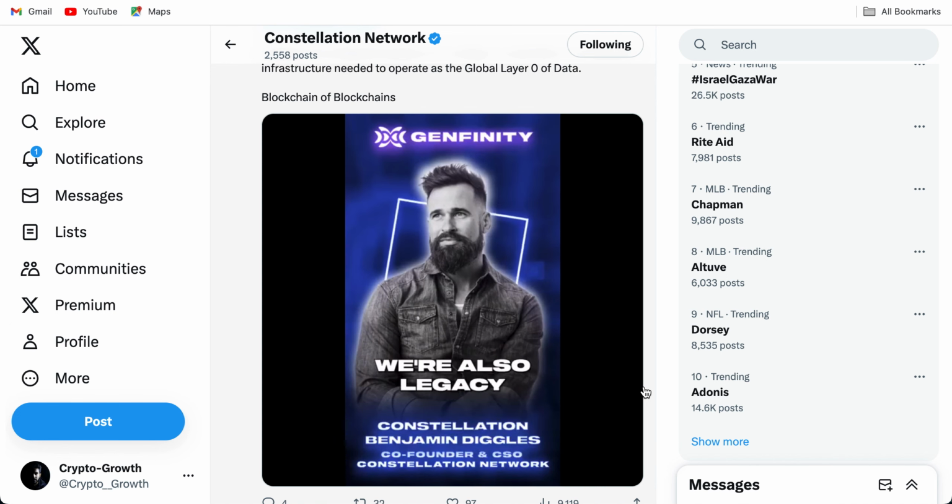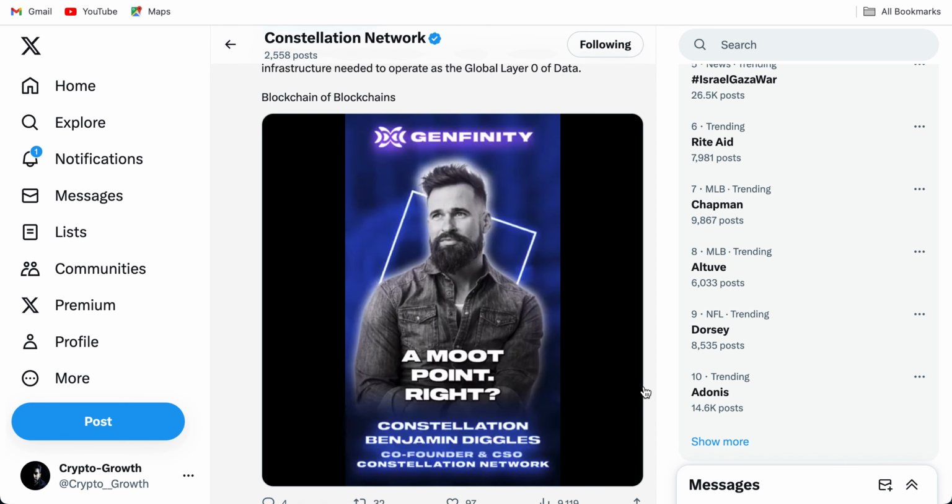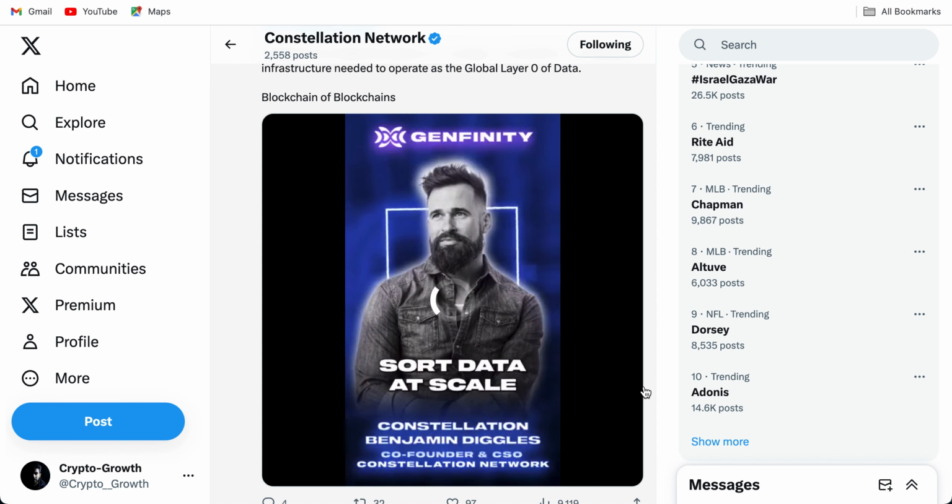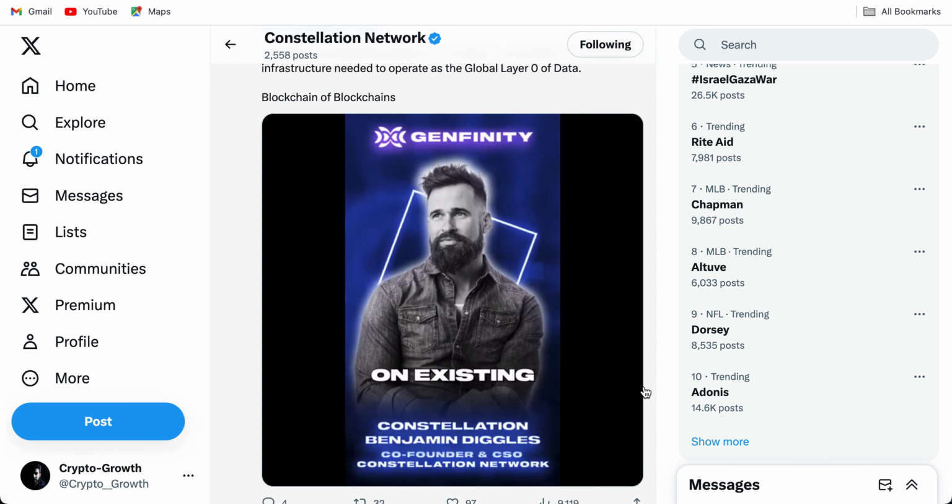We're also legacy system compatible. This is huge, right? We didn't want to come in and say, sorry, we don't work with any of your existing infrastructure, because then it's a moot point, right? But us making the decision to push a microservice framework allows us to securely sort data at scale on existing investments.